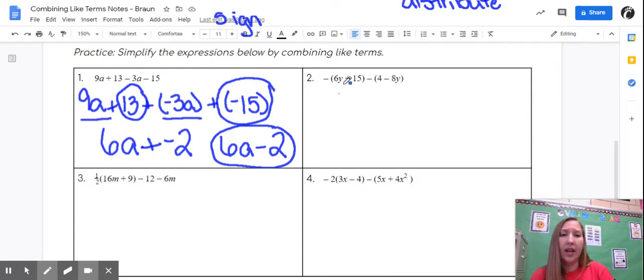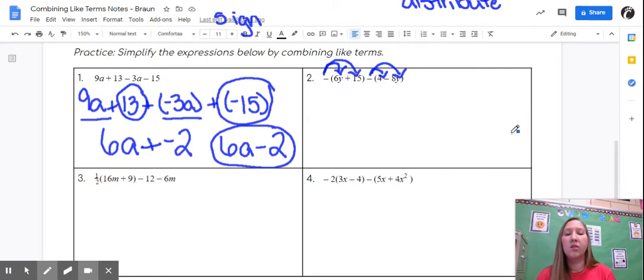Now, this one, we have a negative sign out here in front of our parentheses. And what that means is that this is actually a negative 1. And since we have a negative 1 outside of our parentheses, this means we're going to use the distributive property. So I'm going to distribute my negative 1 to both terms inside my parentheses. And over here, I have a minus sign again, and we can see that as negative, the same as we did here. So negative 1 times 4 and negative 1 times 8y.